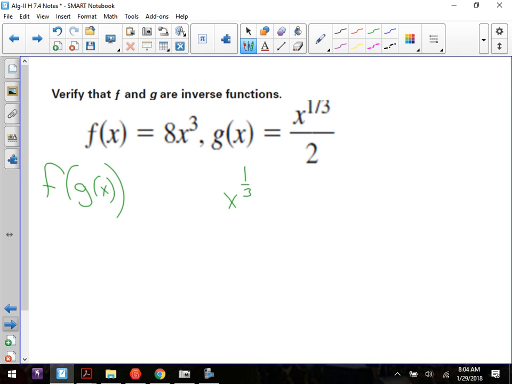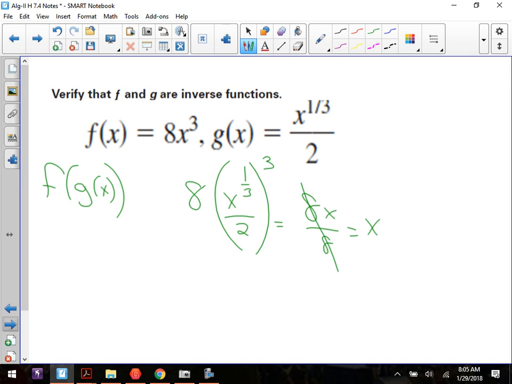x to the 1/3 over 2. Now that's playing the role of the value of x in the f equation. So what's x to the 1/3 cubed? x. What's 2 cubed? 8. So it works going one way. Then I try going the other.